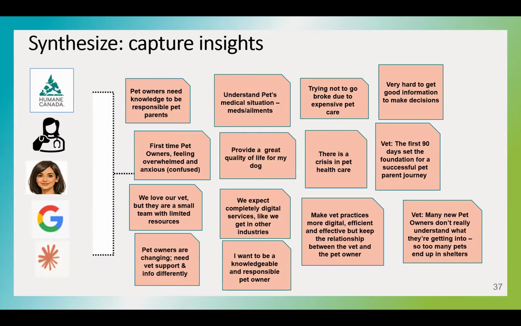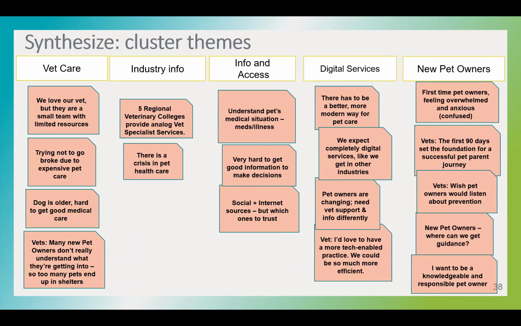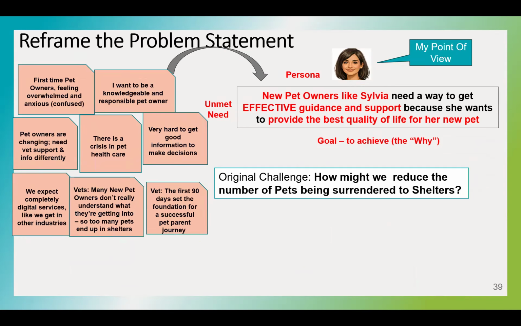So now let's look at it. The first thing we do is gather all our insights together, we synthesize them, and we cluster them into themes. The five themes we picked: vet care, industry info and access, digital services, and new pet owners. And we focused mostly on the new pet owners, frankly. And then we reframed that problem statement. The first thing we did was create a point of view statement. So this is when you make your persona speak, right? New pet owners like Sylvia need a way to get effective guidance and support because she wants to provide the best quality of life for her new pet.